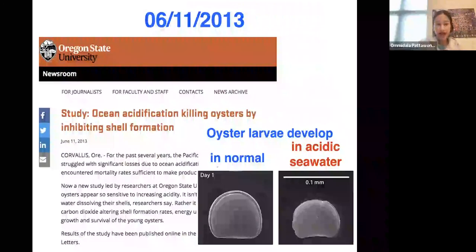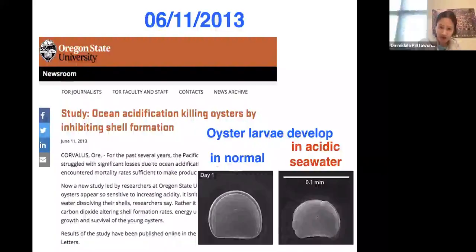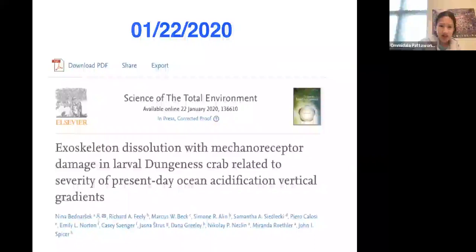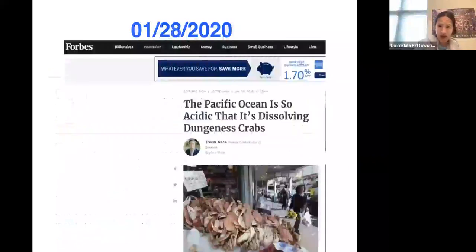There are so many studies out there that talk about the effect of ocean acidification. This one talks about how it affects oyster larvae, and this one talks about how it affects Dungeness crab. It's also in the news, so it's just everywhere. This is just some real life example where we can use what we learn in class and apply it to what we know in real life.